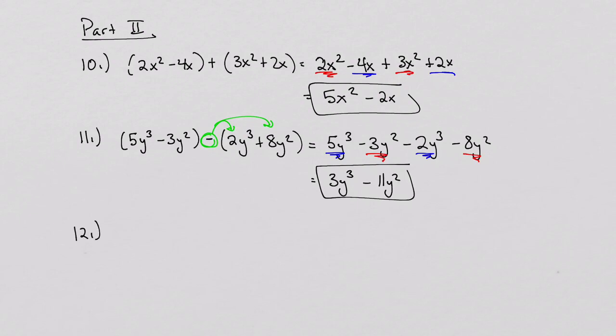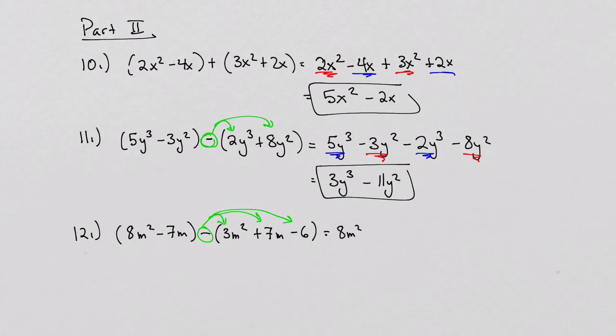Then with number 12, we've got, in parentheses, 8m squared minus 7m minus, in parentheses, 3m squared plus 7m minus 6. And just like in question 11, this minus sign needs to get distributed into all three pieces. So I'm going to write this minus sign and make sure I distribute it into all three pieces. So this will become 8m squared minus 7m, that didn't have a minus sign in front of it, so we can just leave it by itself. But then it's going to become minus 3m squared minus 7m, and then plus 6, because that minus sign changed it from a minus 6 into a positive 6.